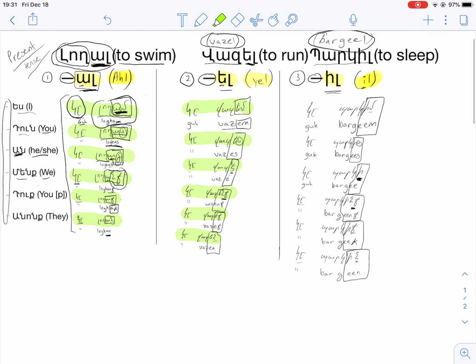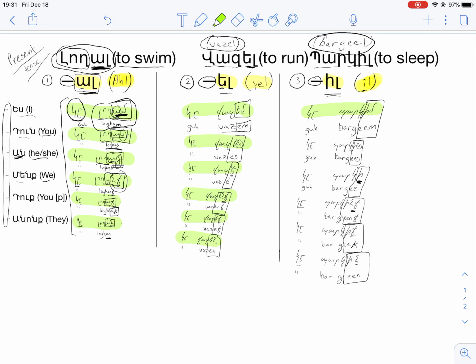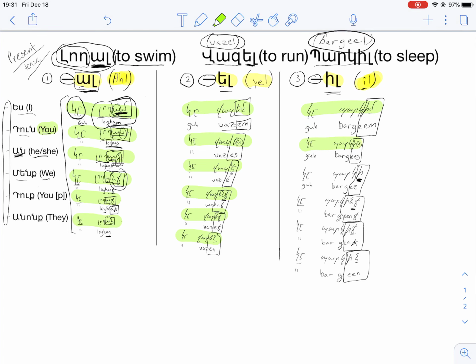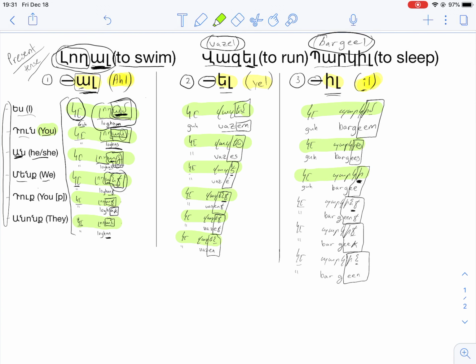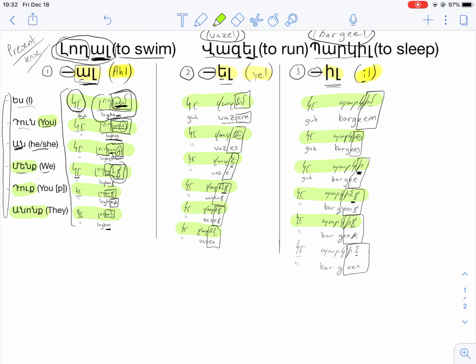So in summary, again, here we have for to sleep, the infinitive is bargil. The conjugated forms: yes, which is for I, gebargim. Tun, gebargis. An, gebargi. Menk, gebargink. Tuk, gebargik. Anonk, gebargin.